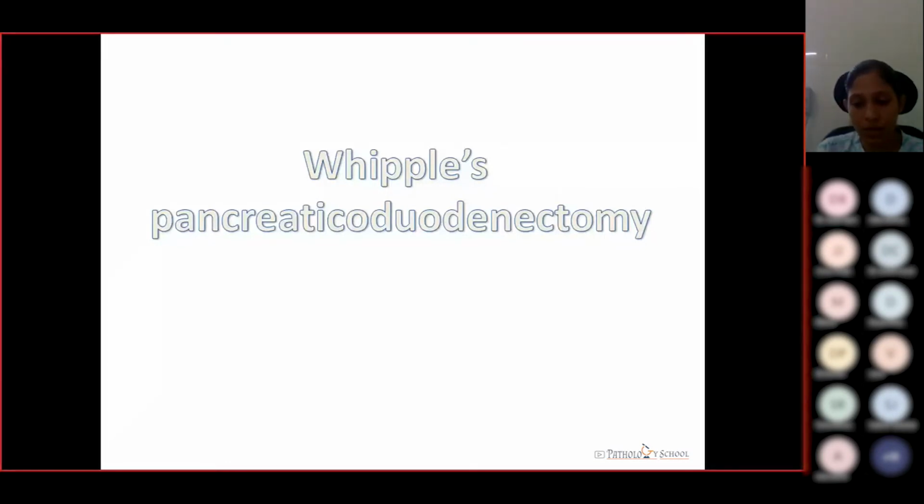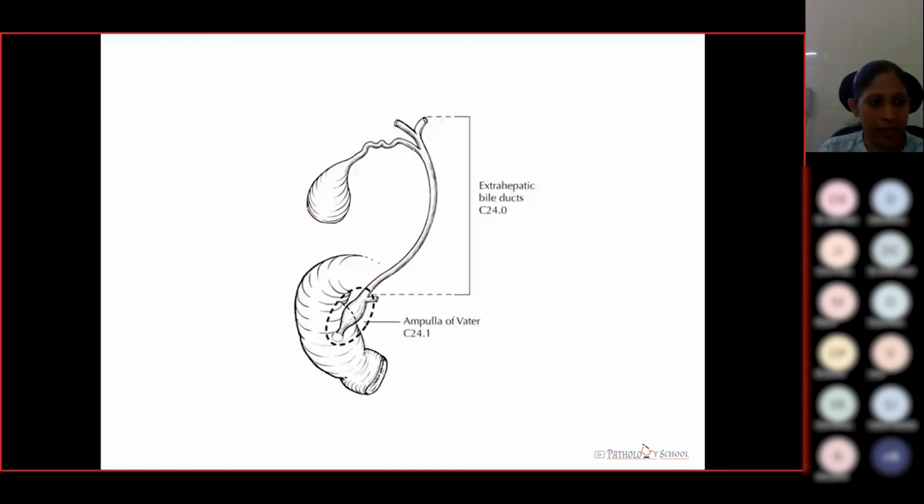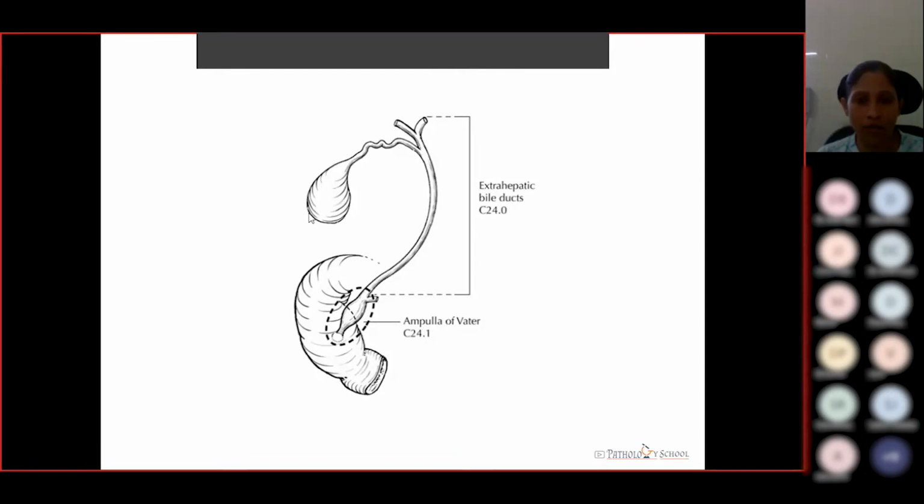A Whipple's procedure is generally for any ampullary or pancreatic tumors, it can be a complete or a partial pancreaticoduodenectomy, with or without a stomach sleeve. So any Whipple's will always involve these structures. There's the second part of the duodenum, the ampulla of Vater opening, the CBD, cystic duct, and gallbladder. So this is the basic anatomy of the Whipple's.